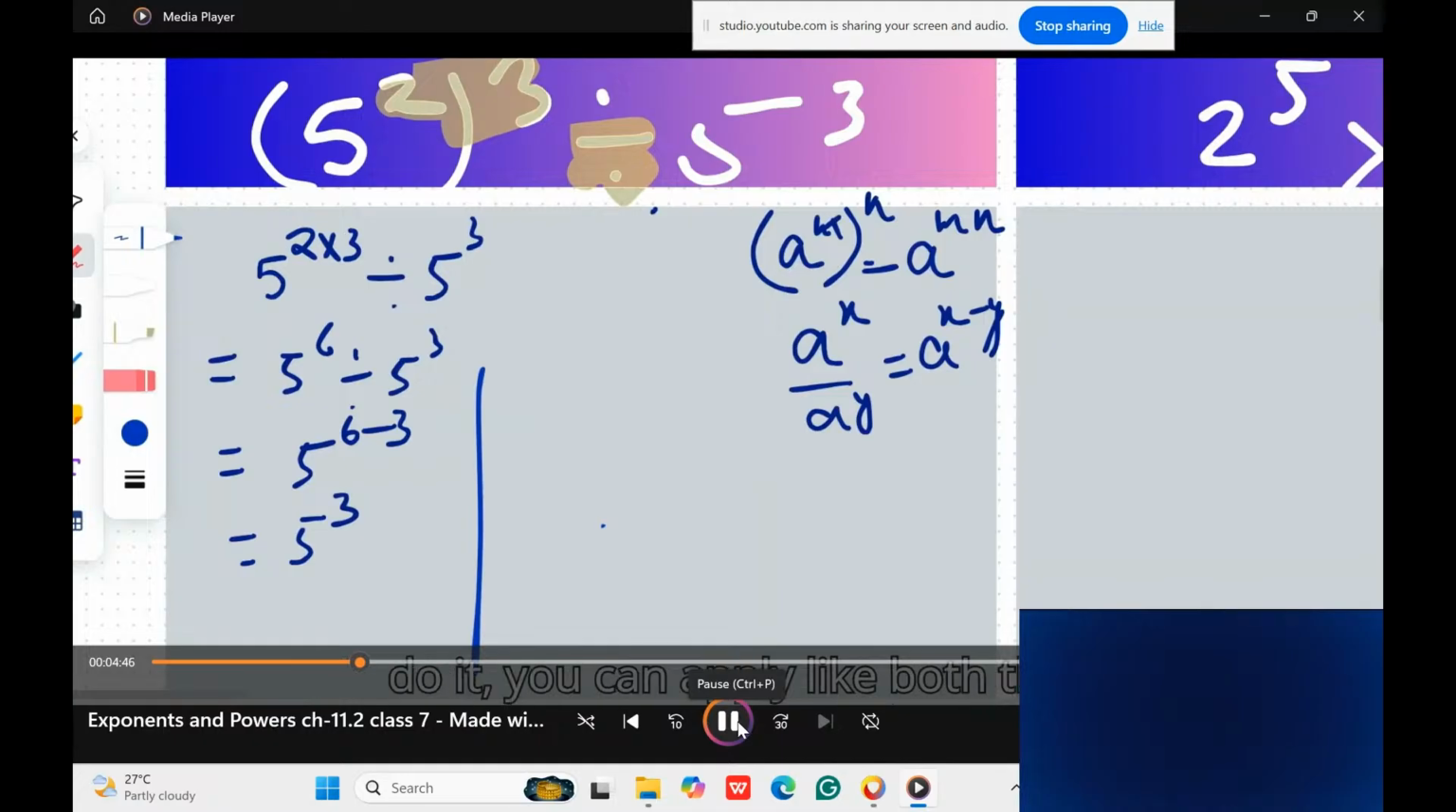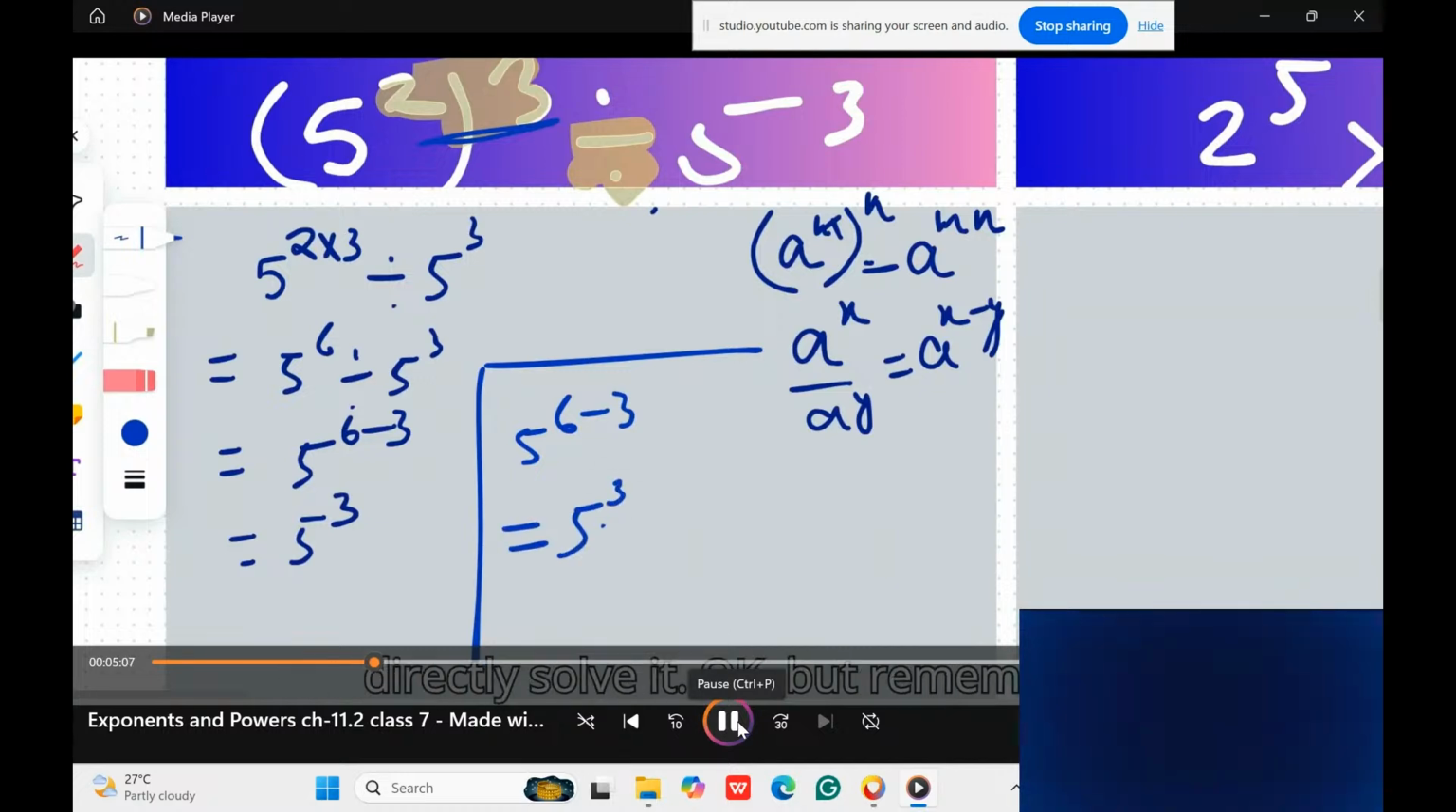You can apply both the rules in one step. I'm writing it here for you. You can directly solve this as 5 to the power 6 minus 3, because you know that once you solve this you'll get 6, and division means you have to subtract the power which is there in the denominator, and you can directly solve it. But remember that it's good that you mention the exponent rules, which rules you're applying. Now let's move to the next question.